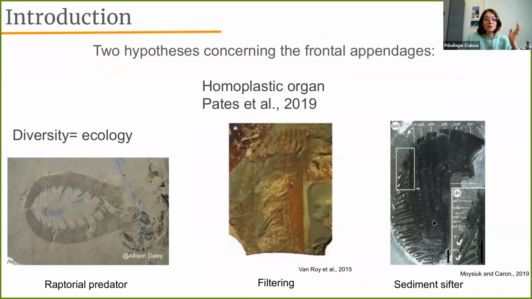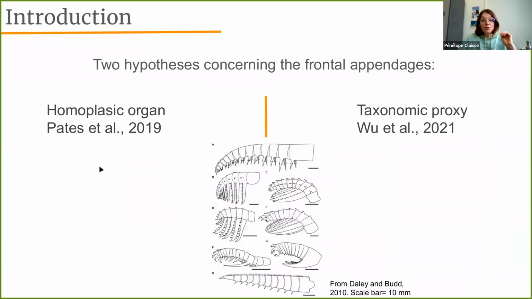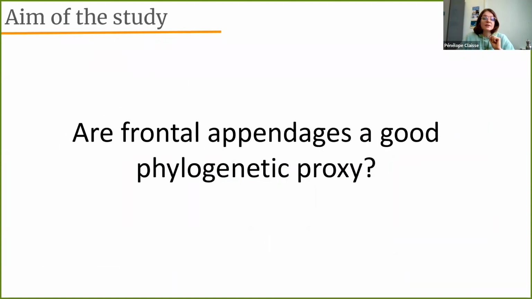For example, some authors consider that this organ carries a lot of homoplasy, so we should be careful with its use, because maybe the diversity is more a reflection of the ecology of the animal than of common evolutionary history. On the other hand, other researchers consider that it's a good taxonomic proxy because, in the end, this is the main organ we can find, so we should study it. It's better than nothing. So it is in this context that I'm asking the following question: are frontal appendages a good phylogenetic proxy? This was my main work during my internship.